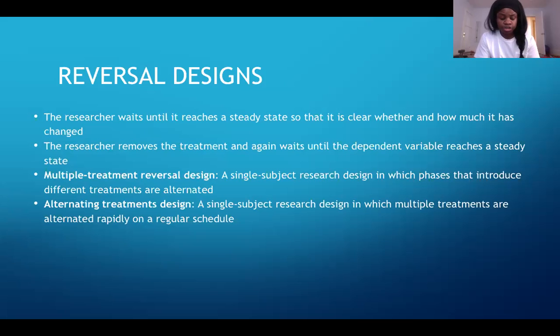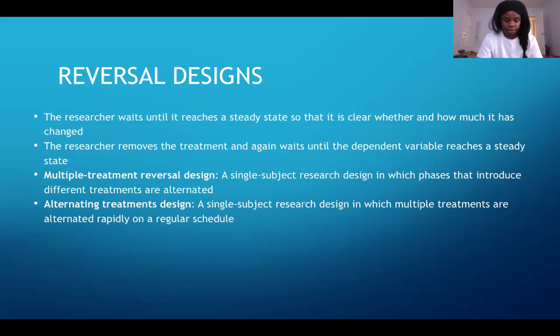In an alternating treatment design, two or more treatments are alternated relatively quickly on a regular schedule. Two potential problems with the reversal design is that if a treatment is working, it may be unethical to then remove it. So for example, if a treatment seemed to reduce the incidence of self-injury in a developmentally disabled child, it would be unethical to remove that treatment to show that the incidence of self-injury then would increase, okay?